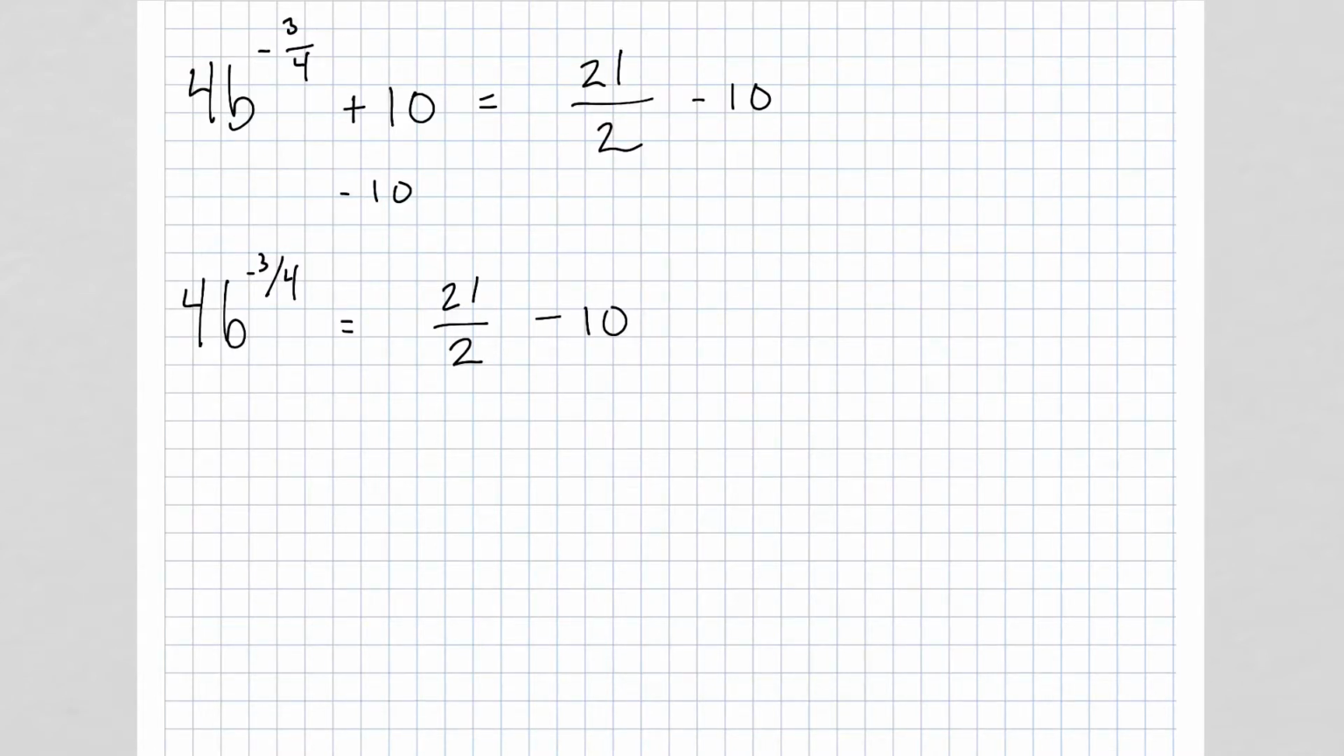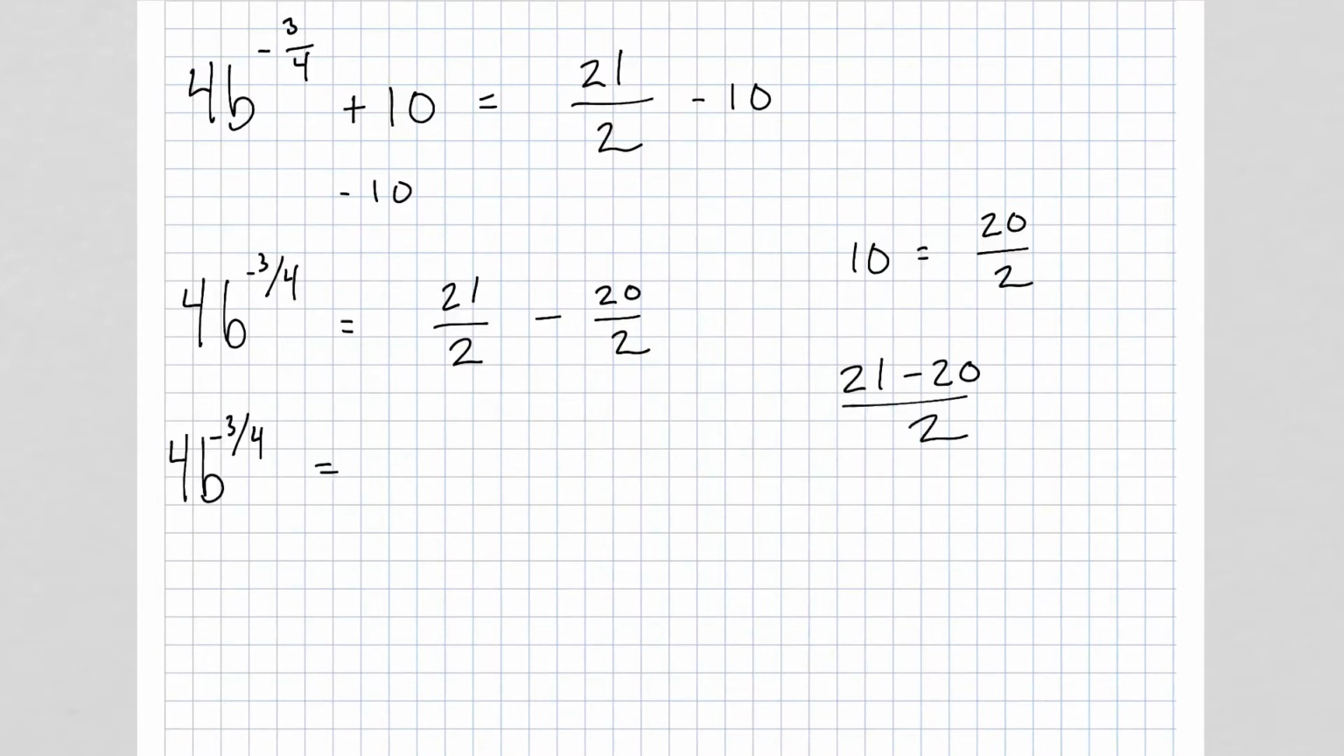Okay, now this number 10, we could represent it as 20 over 2. Okay, 20 divided by 2 equals 10. So in place of this number 10, we're just going to go ahead and write 20 over 2. And what that allows us to do is subtract these fractions. So on the left-hand side, we have 4b to negative 3/4 equals 21 over 2 minus 20 over 2, which is basically 21 minus 20 over 2. Okay, doing our fractions, we have common denominators. So 21 minus 20 over 2 just gives us 1 over 2, or just 1/2.